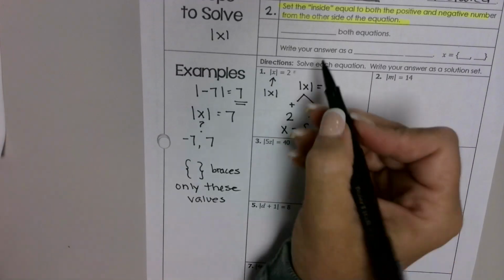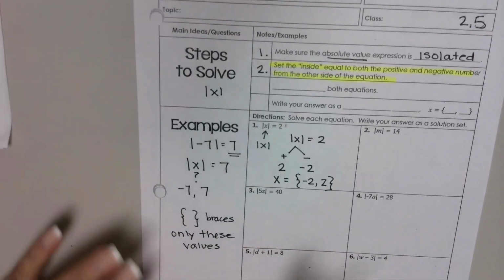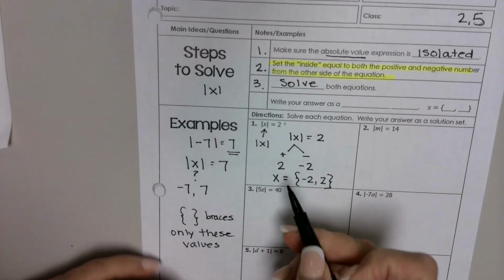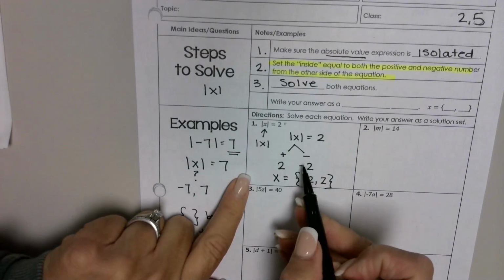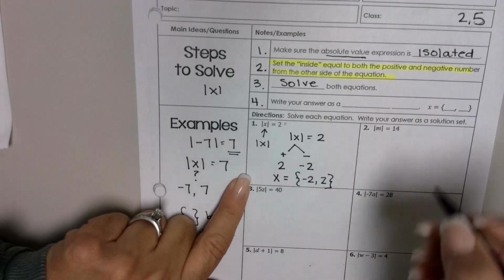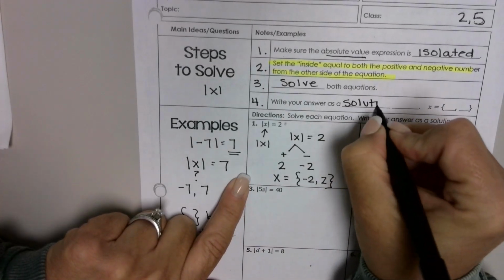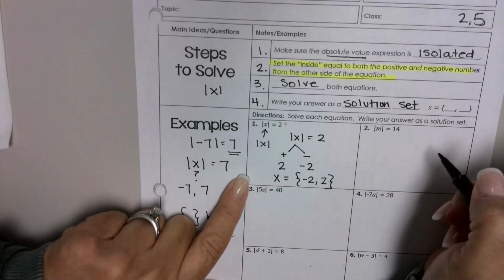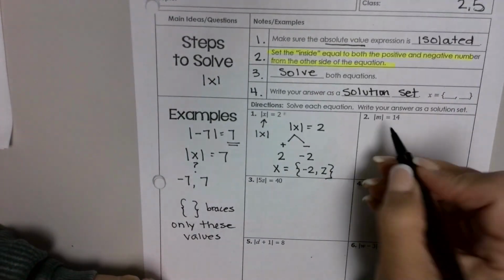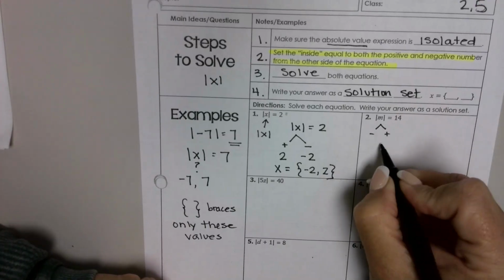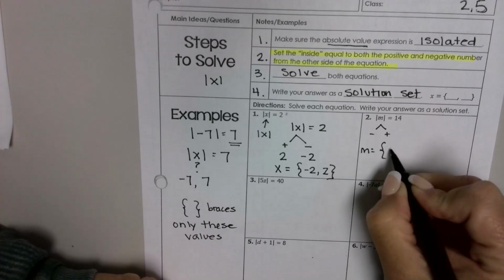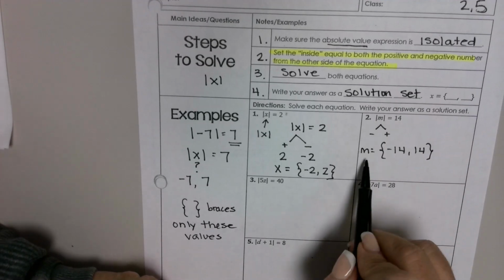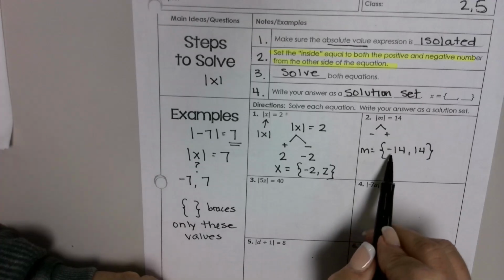All right, if we go back up here to our steps, we set them both equal. The next thing that we're going to do is solve for both equations. On one like number 1, there's nothing to solve, right? We just make a positive and a negative, and then we write our solution as a solution set. That's where we have these braces, like you see right here. If we look at one like this, we just take this value, we make a negative side and a positive side. So this would be m equals -14 and 14. M is my variable on the inside, so that's why it's m equals, and then I have the positive and negative. So super easy.